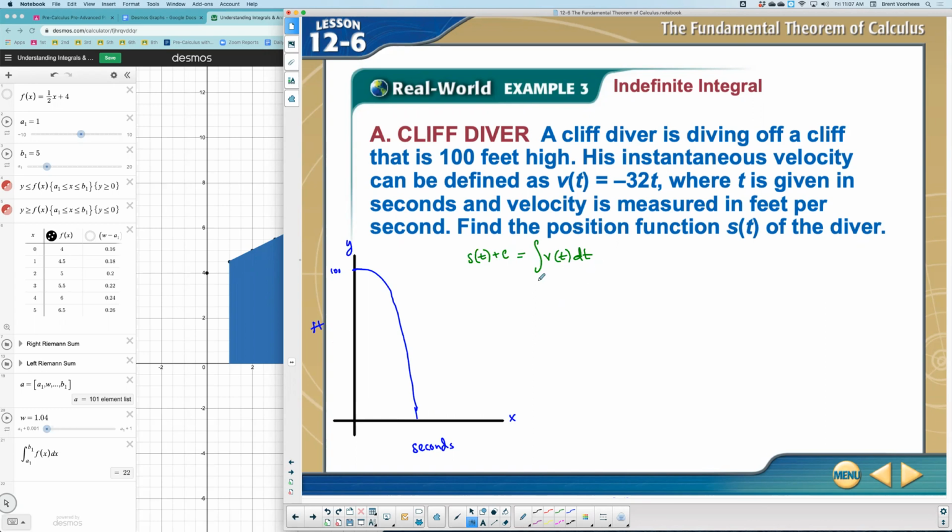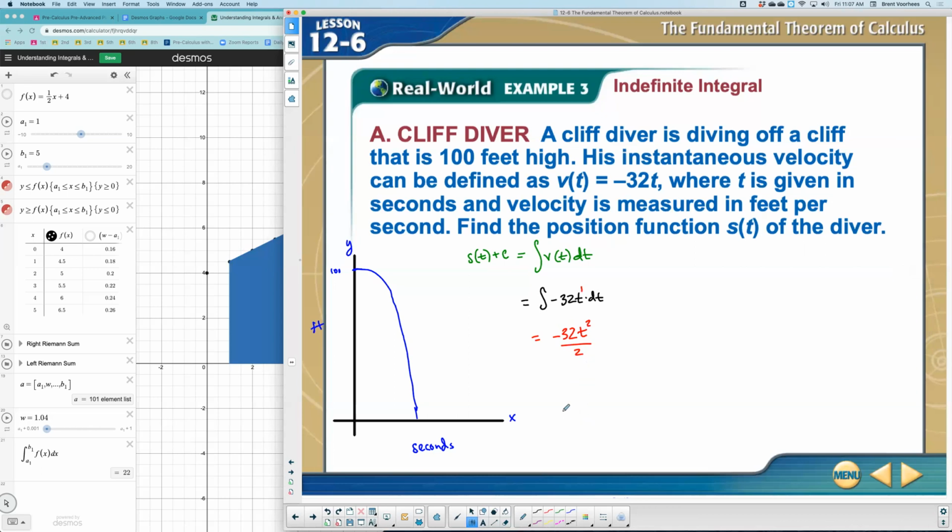So let's go ahead and find our antiderivative. So if we know v of t is -32t, what we're really looking for is the integral of -32t dt. And so to find this, the antiderivative, t is a power of 1 here, so it'll be -32t to the second power. So I need to divide by 2.